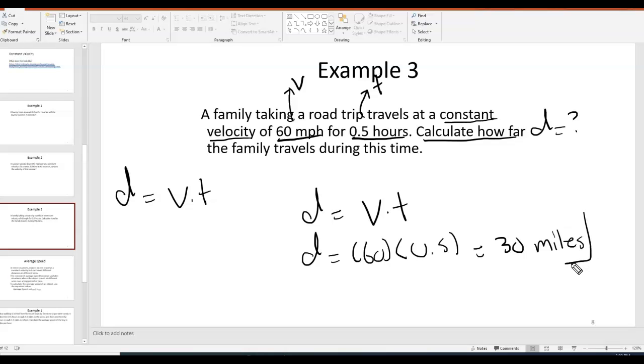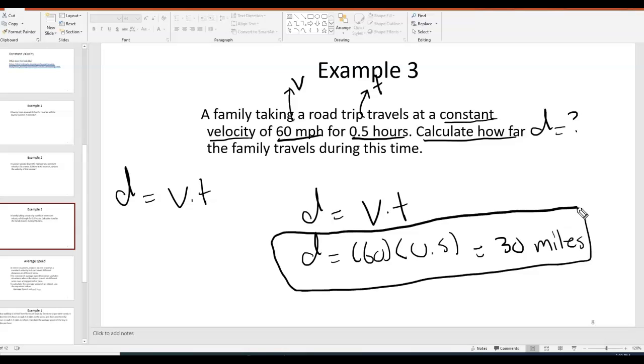And so that's just to show you that even though most of the time, 95% of the time, we're working with SI units like meters and seconds and stuff like that, the equation still works in different units. Okay, so that is example 3.